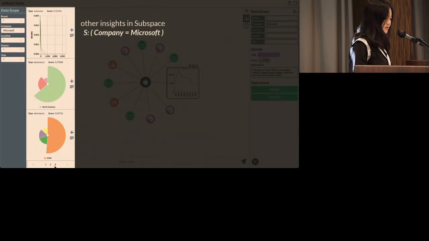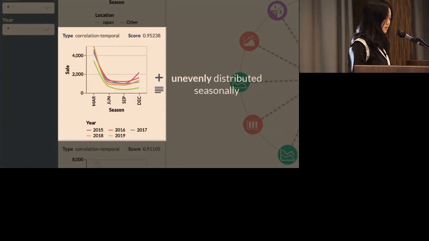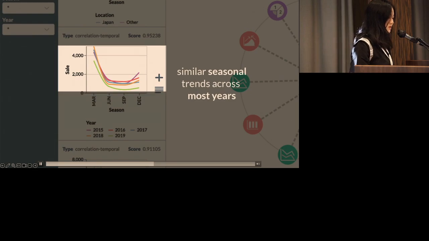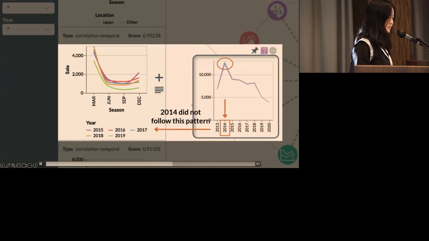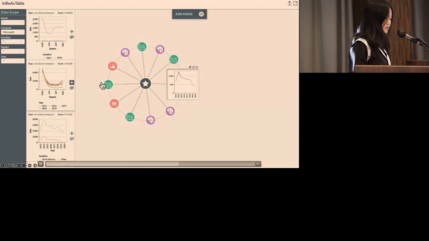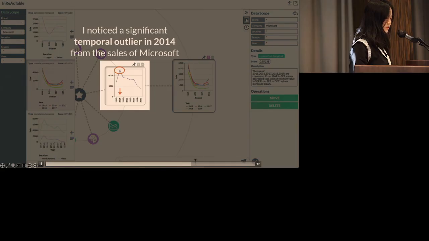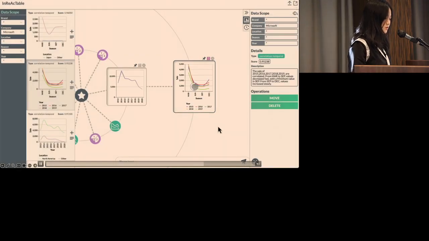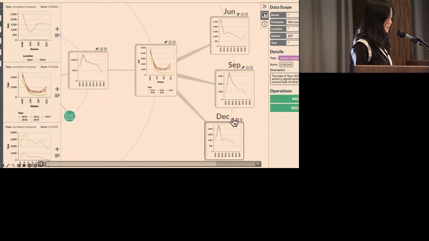And he checked other insights of this subspace and noticed that Microsoft sales was unevenly distributed seasonally, which generally exhibits similar seasonal trends across most years. However, the critical year of 2014 did not follow this pattern. So the analyst added this insight to the next layer and posed a question to know whether these insights are correlated. The reasoning module returned three insights detailing its sales patterns across different months.